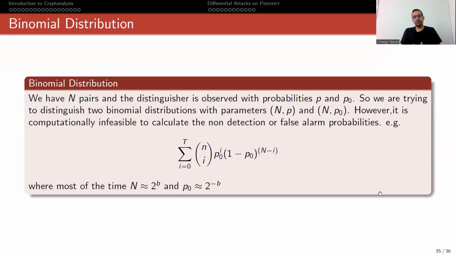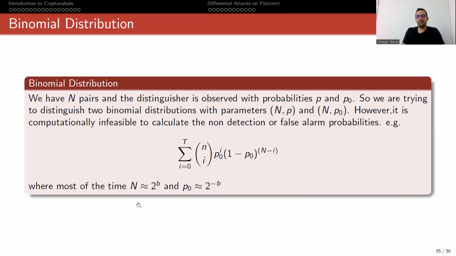In order to calculate these probabilities, we have to look at the problem as a binomial distribution and the summation of the following terms. We have N pairs, and the distinguisher is observed with probabilities P and P0. So we are trying to distinguish two binomial distributions with parameters NP and NP0. However, it is computationally infeasible to calculate the non-detection or false alarm probabilities. For example, for the non-detection, the probability is the summation of these probabilities summing from i equals 0 to T. This small n actually should be capital N, by the way. Sorry for the typo. You can do it for small values, like rolling a dice.